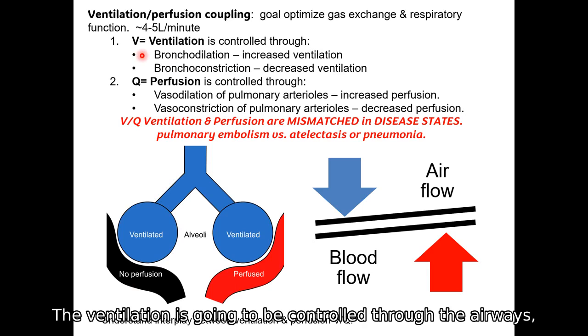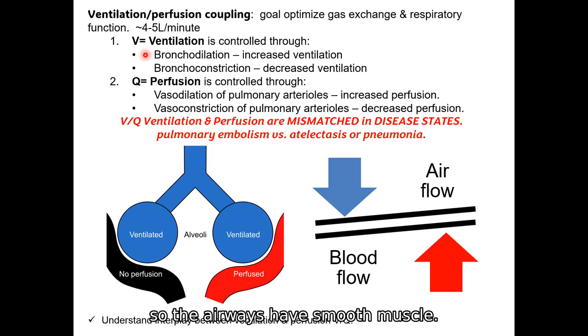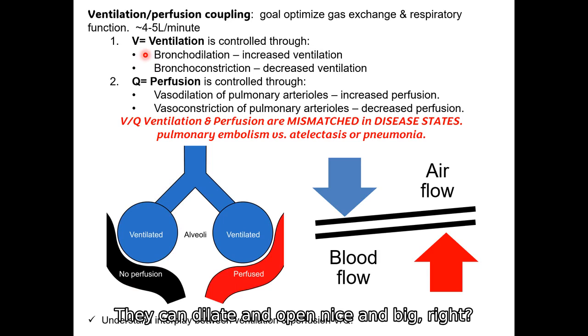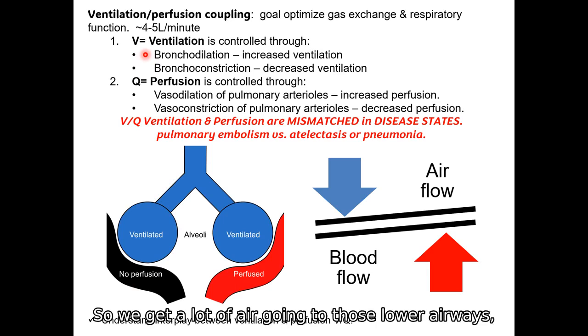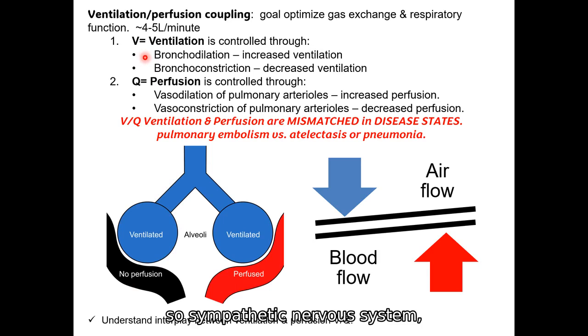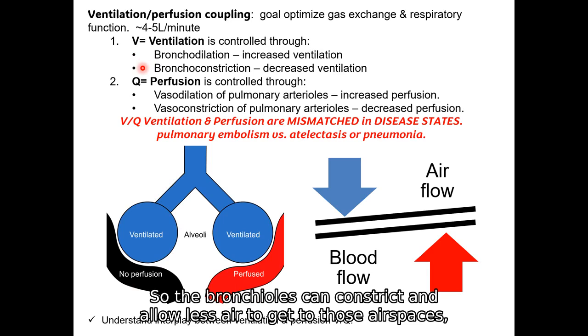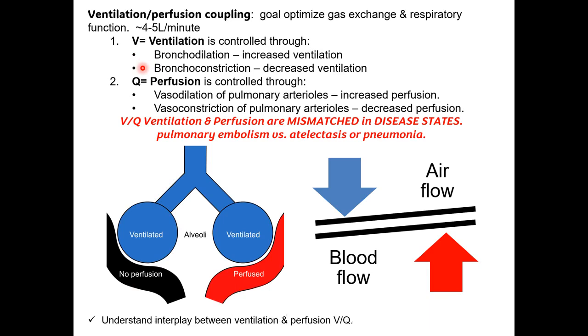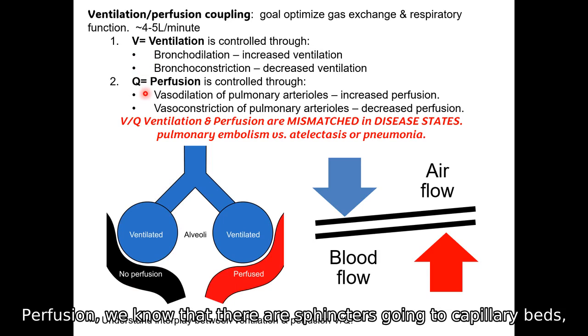The ventilation is going to be controlled through the airways. So the airways have smooth muscle. They can dilate and open nice and big, right? So we get a lot of air going to those lower airways. So sympathetic nervous system. Or we can get bronchoconstriction, right? So the bronchioles can constrict and allow less air to get to those air spaces. So that's ventilation.